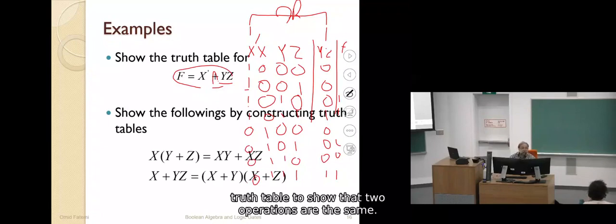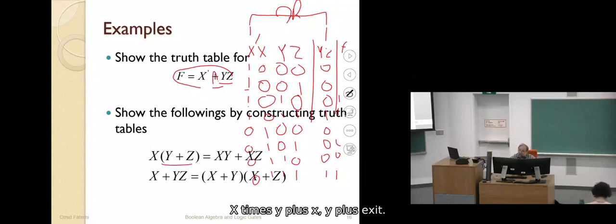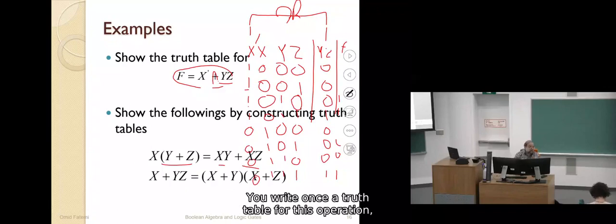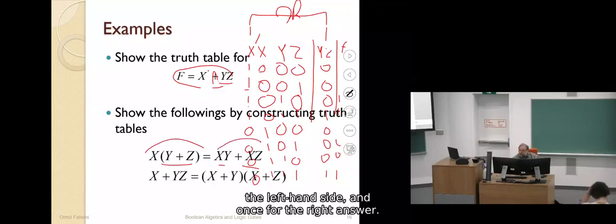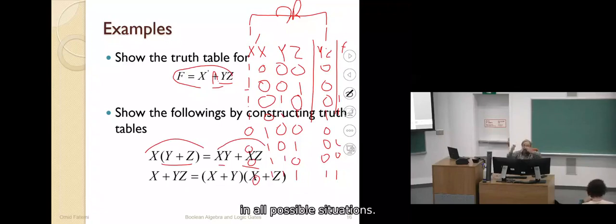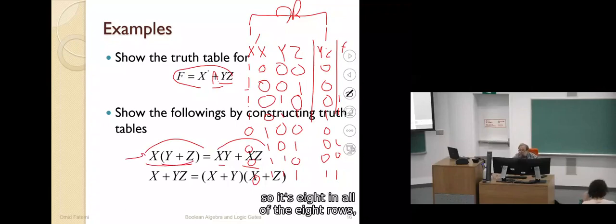We could use a truth table to show that two operations are the same. X times (y plus z) equals xy plus xz. You write a truth table once for the left-hand side and once for the right-hand side, and you see the columns are identical in all possible alternatives. We have 3 variables, so it's 8 rows. In all 8 rows they are the same, so it means that they are the same. X times (y plus z) equals xy plus xz, the distributive property.